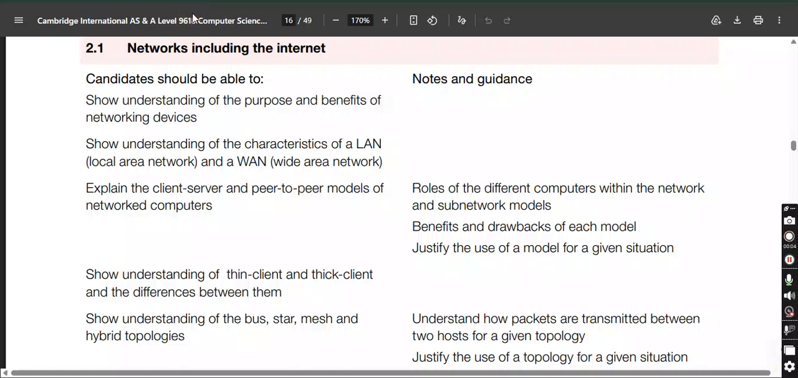Bismillahirrahmanirrahim. So let's move to the next point: explain the client-server and peer-to-peer models of network computers.